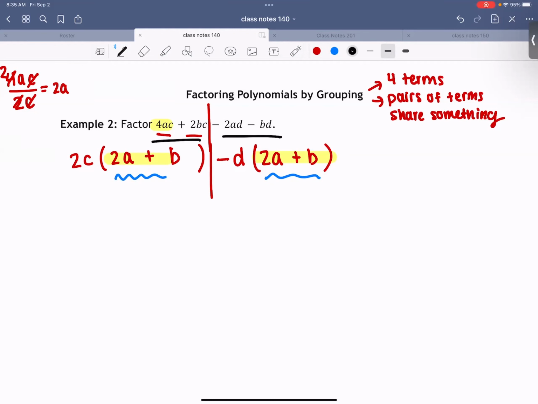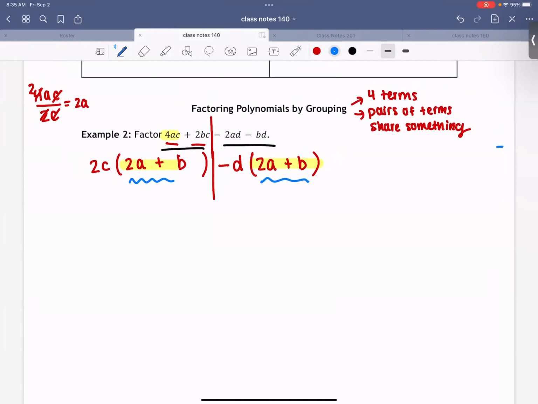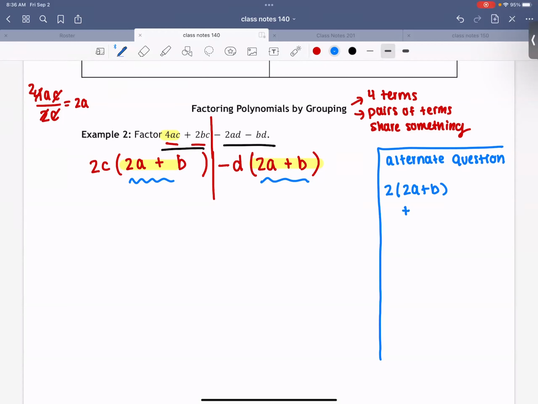And I have an idea. On the side here, I'm going to do a little scenario. This doesn't have anything to do with this question, okay? This is an alternate question. Okay, let's pretend I had 2 of 2a plus b, and I wanted to add 3 of 2a plus b. Okay, so this is just an alternate scenario.